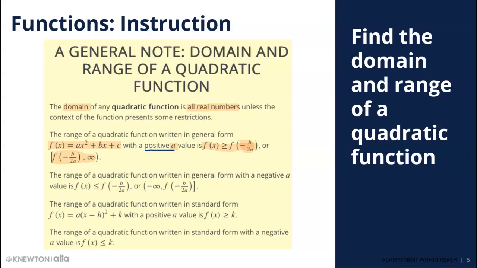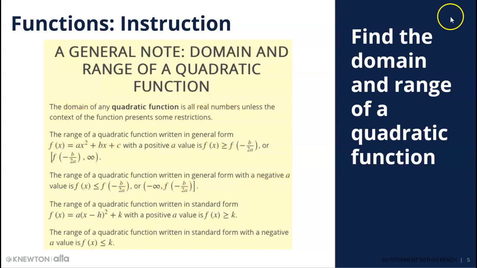Now, similarly, when a is negative, then the range is the set of all y values less than or equal to the y coordinate of the vertex of your parabola. And you can write it this way if you're going to use interval notation.